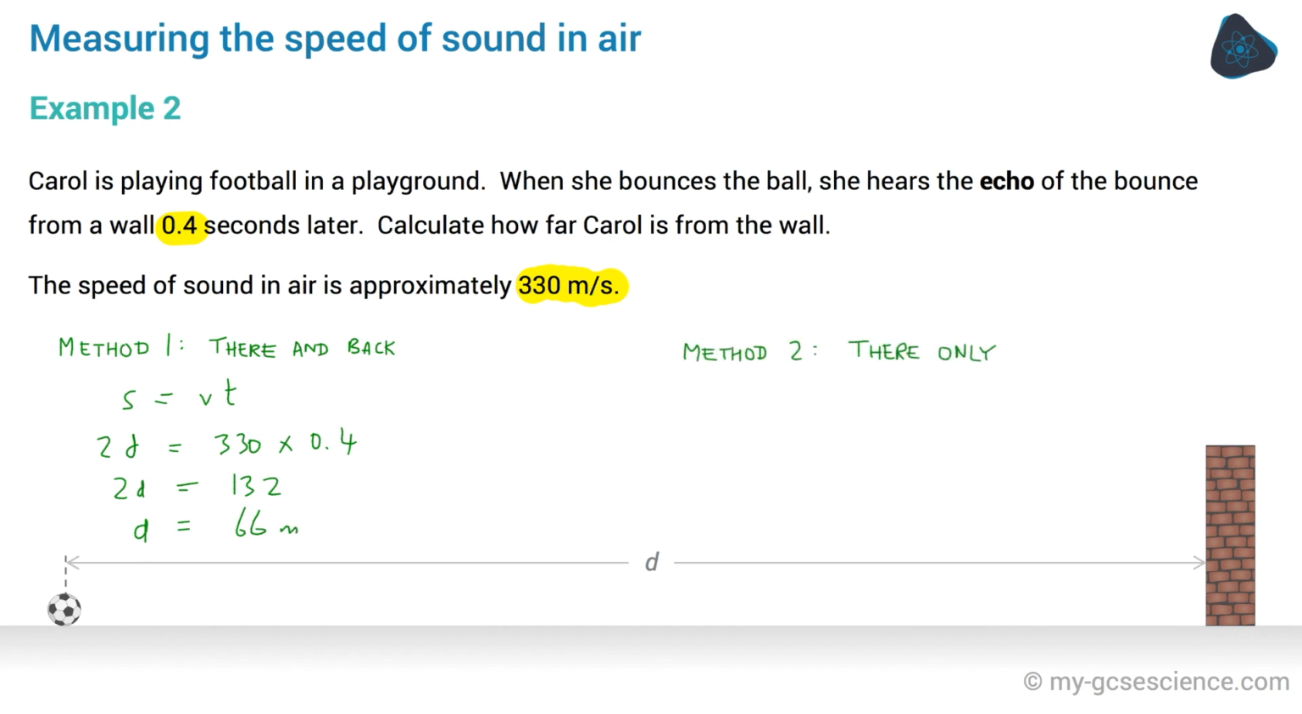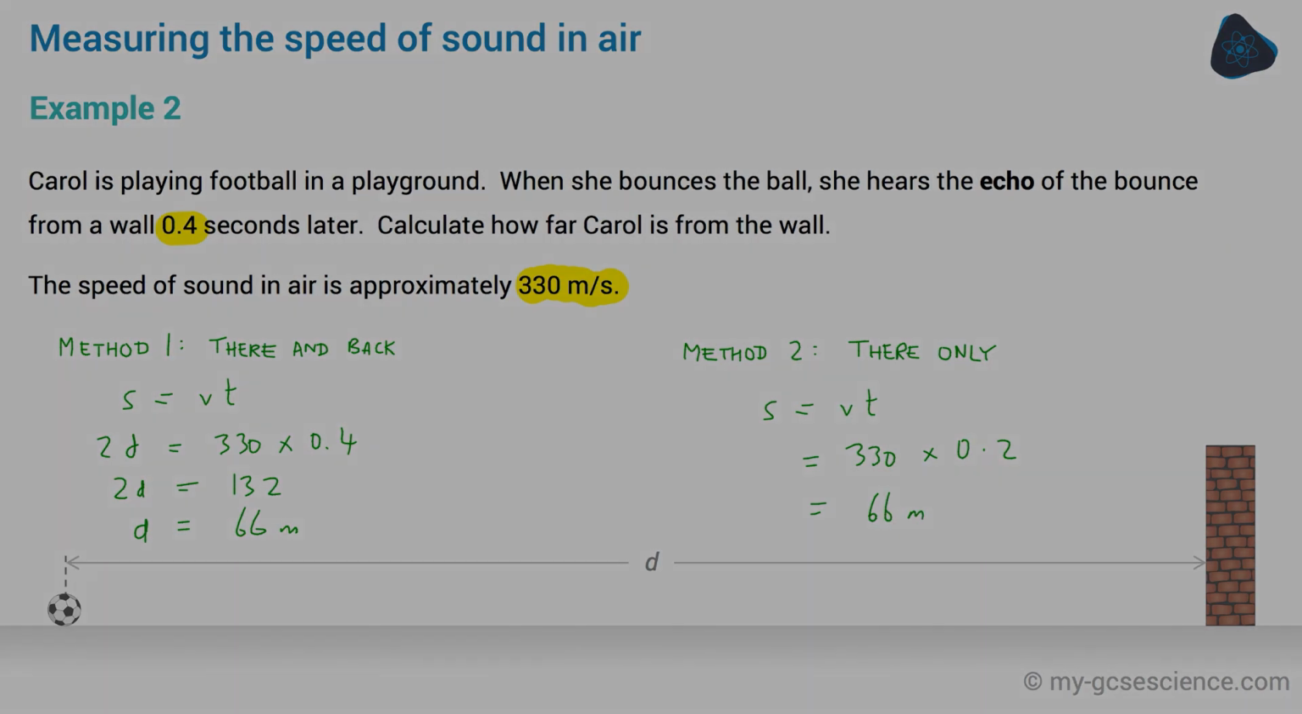Method 2 is my personal favourite. Here, we're going to think about the sound wave making a one-way journey from the ball to the wall. The equation again is distance equals speed times time, then subbing in, that becomes 330 times 0.2, which was half the total time, which gives an answer of 66 meters, same as before.